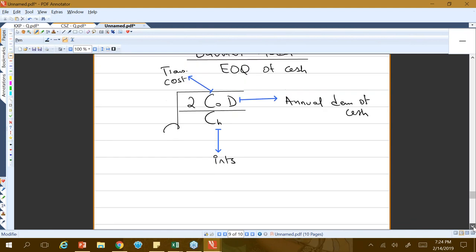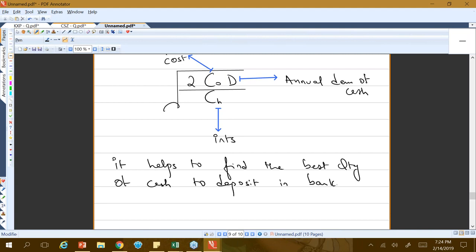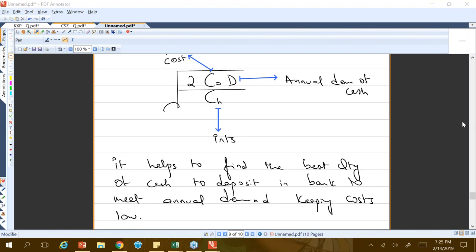So what is the Baumol model trying to tell us? It helps to find the best quantity of cash to deposit in the bank to meet annual demand, keeping costs low.